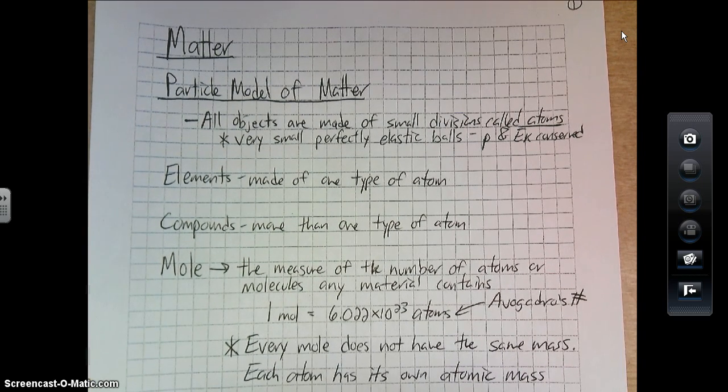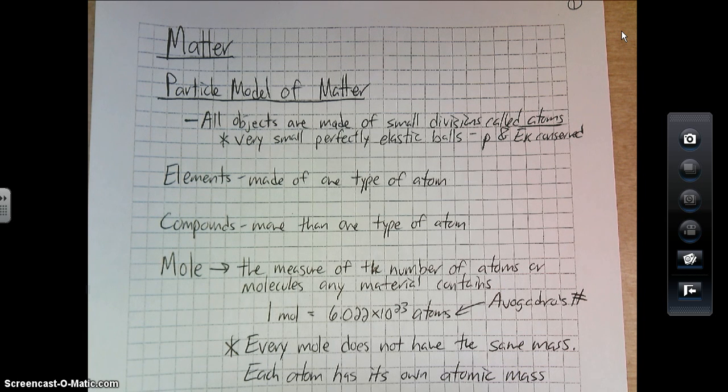So if we just take a look at this, right off the bat, matter, we're going to focus on the particle model of matter, which basically just says, okay, all objects are made of these small divisions called atoms, which you've been introduced to many times. Now, the thing that we have to remember with atoms, and this is going to come in handy when we actually start talking about the physics, is that atoms are to be considered very small, perfectly elastic balls.